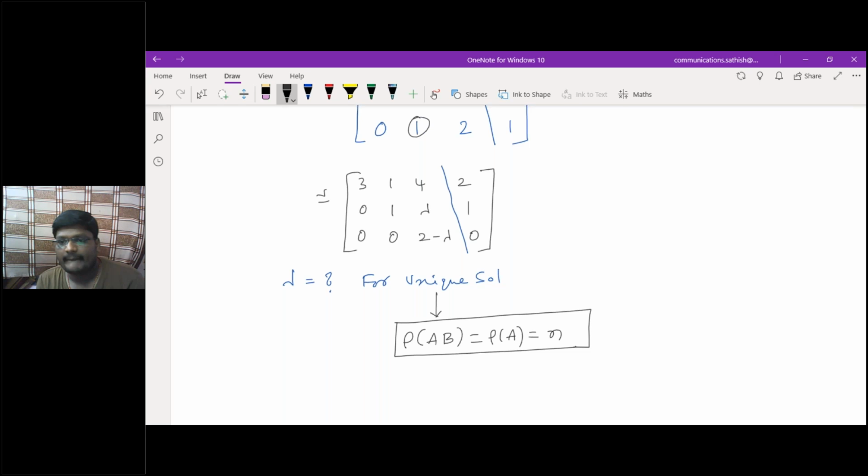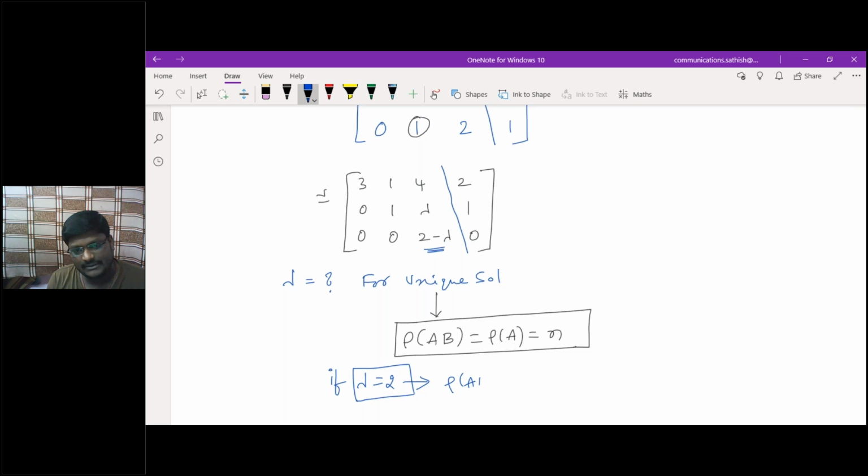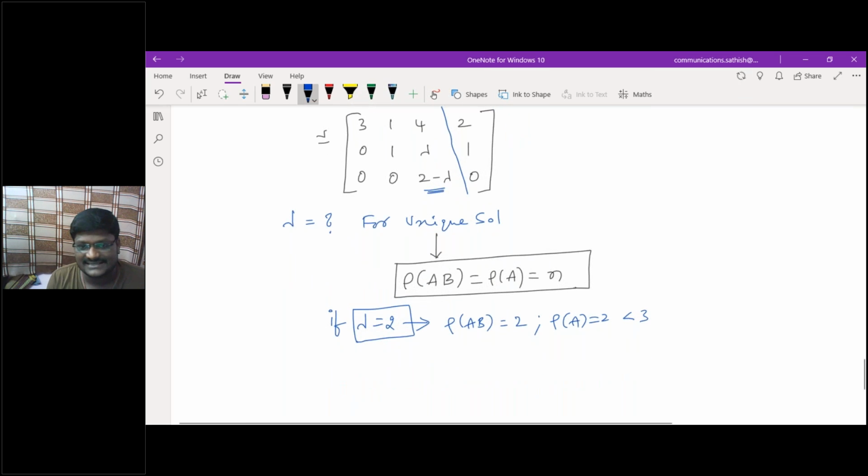Yes, sir. If you use your common sense properly, if I take lambda equal to 2, what will happen? The condition is not satisfied, sir. If I take lambda as 2, my rank of AB will be what? 2. And rank of A is what? 2. But it is also less than 3. So in this case, which solution will happen? Infinitely many solutions only, right?